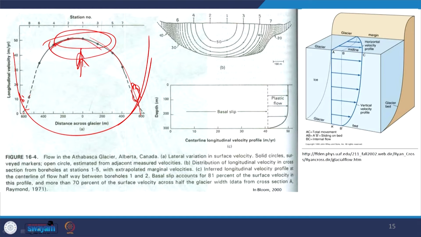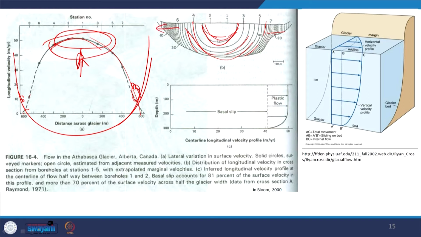Similarly, if we go through this cross section, you see this velocity is more here, and gradually it is decreasing and decreasing. The same thing, if you remember when we were talking about fluvial geomorphology, is the reverse. Here the velocity is maximum, and gradually it goes down and down, and towards the side of this valley, it also reduces.